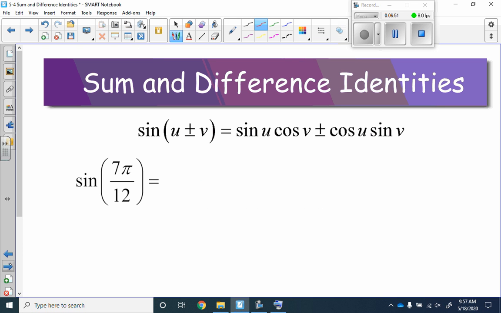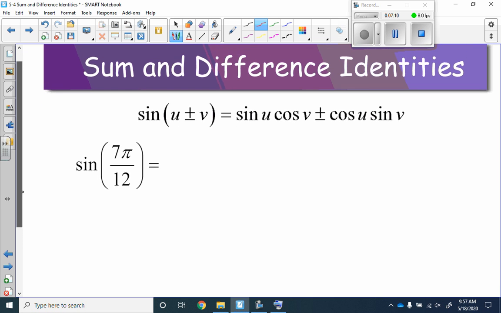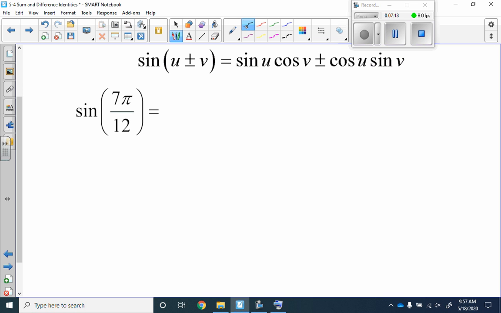So how would we take the sine of 7 pi over 12? Now, working with angles, people usually like doing those a little bit more, just because it's easier to see. Radians, people struggle with a little bit. But I want you to think about the radians that we work with, okay? So you've got pi over 3, pi over 4, pi over 6, and then pi over 2, okay?